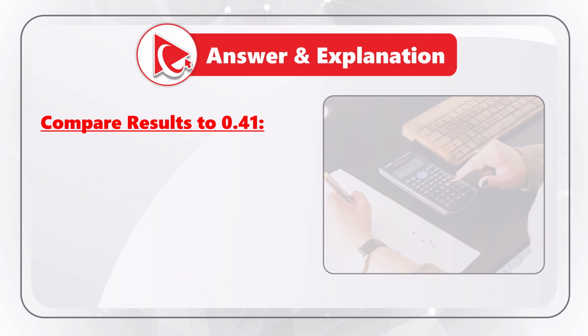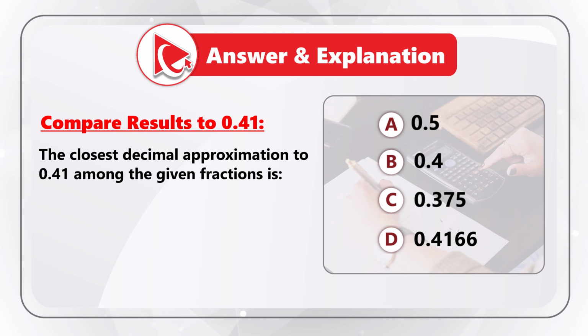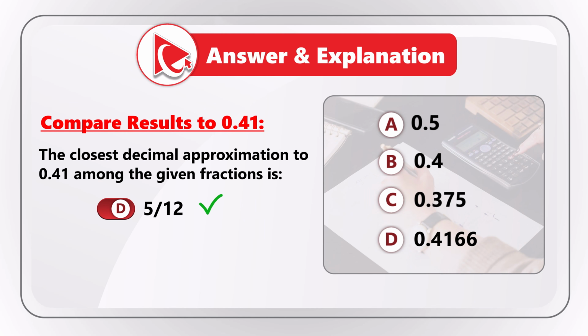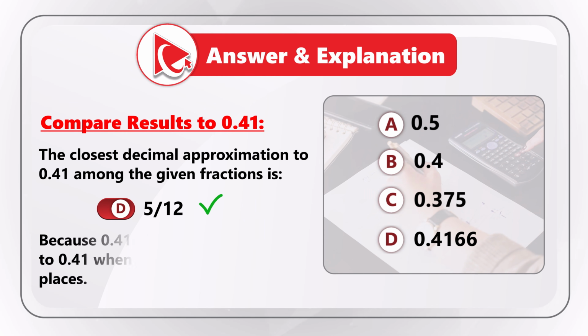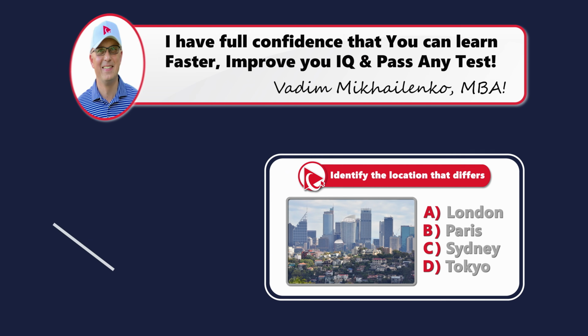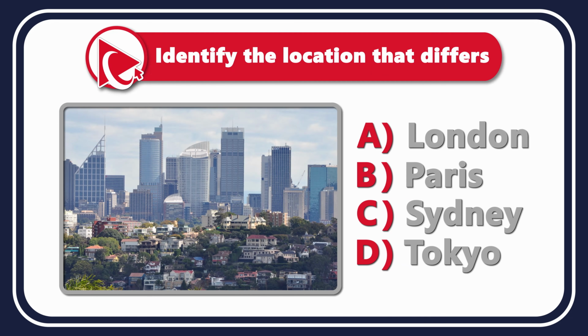And then in the last step, we need to compare all these decimal equivalents to 0.41. So from my standpoint, the closest decimal approximation to 0.41 among the given fractions is choice D, 5/12. And that's because the result of the calculations, 0.41666667, is the closest to 0.41 when rounded to 2 decimal places. So the correct answer here is choice D, 5/12. Challenge yourself with this puzzling assessment test question by keeping in mind that the process of finding the answer sharpens your ability to strategize and devise efficient solutions.